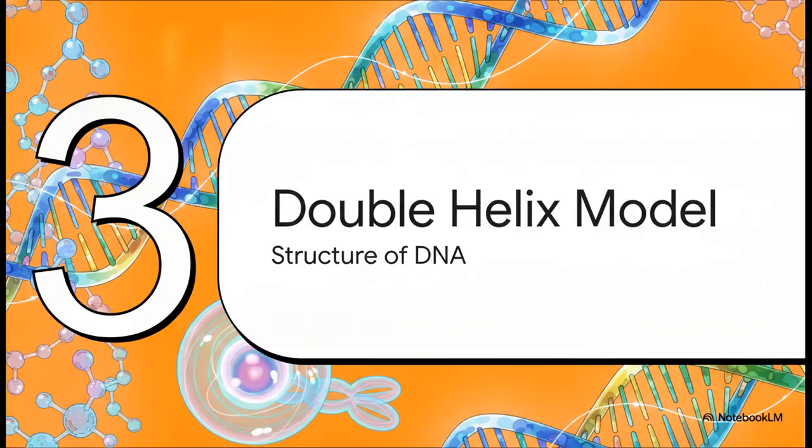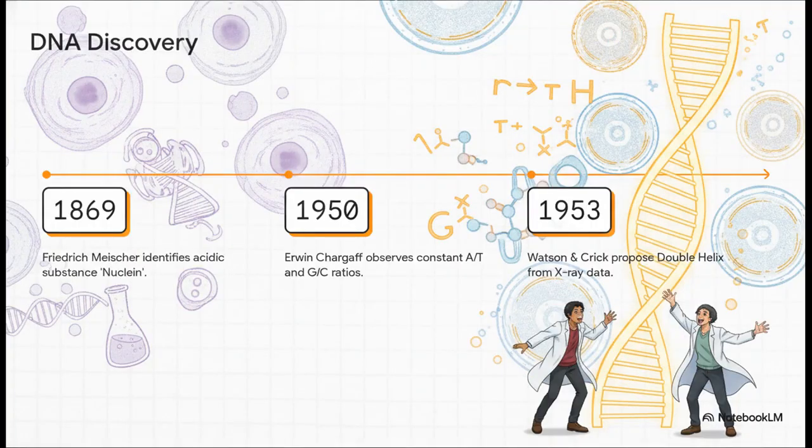Section 3. The double helix model. The historical timeline of this discovery is actually pretty wild. Back in 1869, a guy named Friedrich Miescher first identified DNA as an acidic substance inside the nucleus, and he called it nuclein. But here's the catch. Because such a massively long polymer was virtually impossible to extract intact with 19th century technology, the structure remained a total mystery for decades. Fast forward to 1950, and Erwin Chargaff observes a strict mathematical rule.